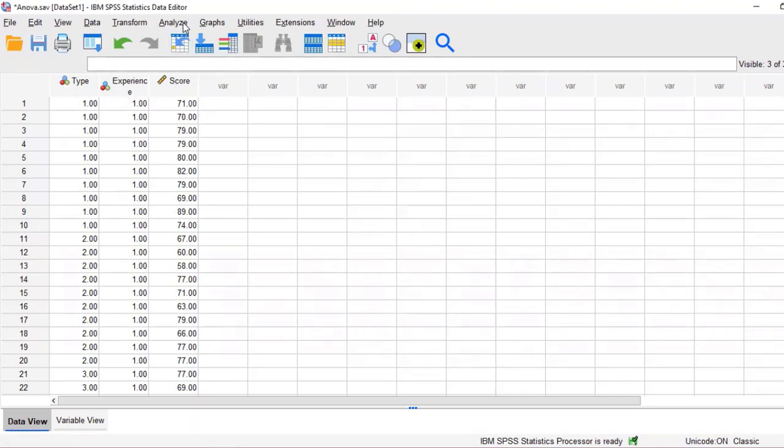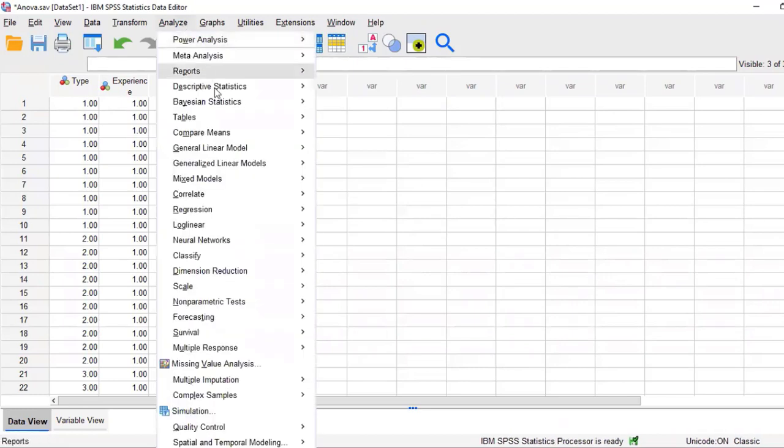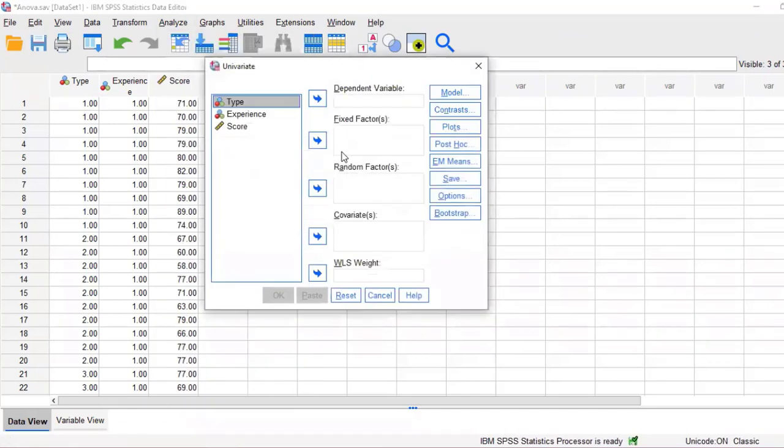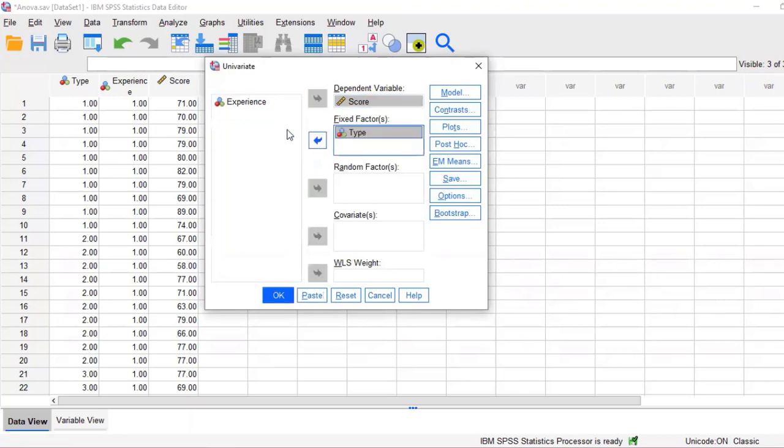To do this, we're going to go to Analyze and General Linear Model. This is a tool we haven't used yet. From General Linear Model, we're going to go to Univariate. For dependent, we're going to choose our score. And for fixed factors, we're going to choose our two categorical data variables. We're going to do a couple of other things.